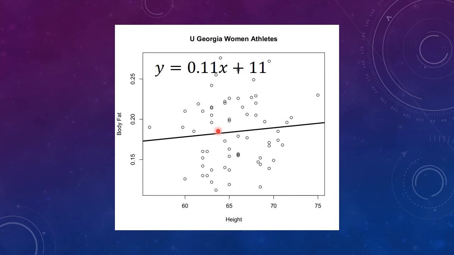in body fat. If we plug in 60 into this equation, we get a predicted value of 17.6. If we plug in 75 in this equation, we get a predicted value of 19.25. The predicted body fat changes very little over the range of 15 inches, over a foot. When the regression line is nearly flat, that indicates that there is very little association between the two variables, because when it comes to body fat, the height of an athlete doesn't really matter much.